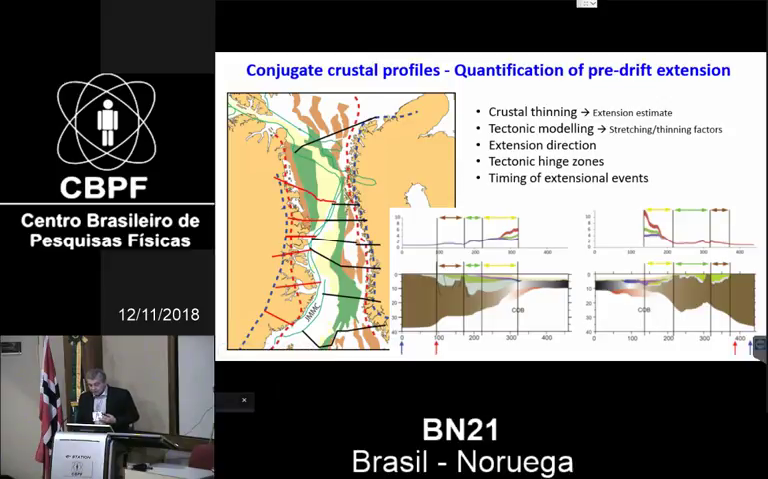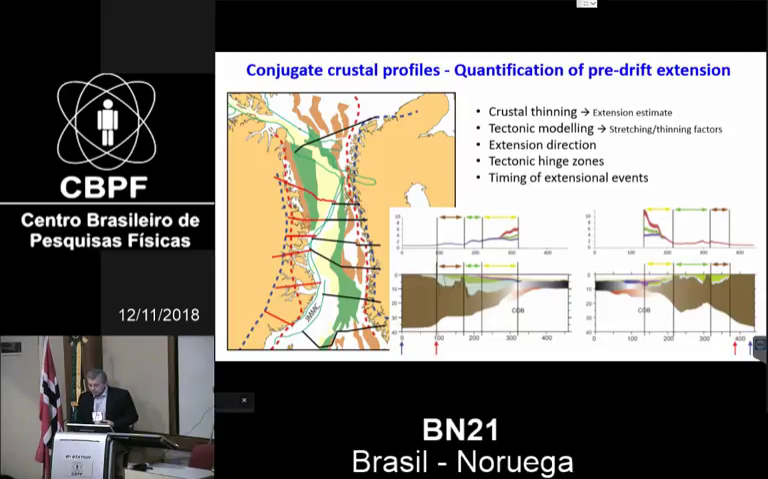The thinning factors direct from observations, compared to a reference thickness of, let's say, 35 kilometers, can be compared to estimates of extension from tectonic basin modeling, where we do both forward in time and reverse time modeling to see how we fit the basin configuration and the subsidence of the sedimentary basins.